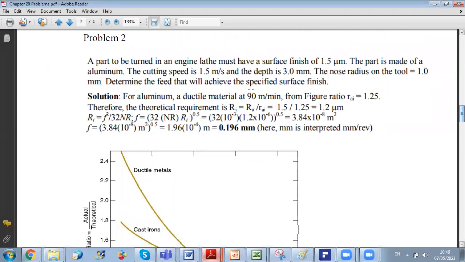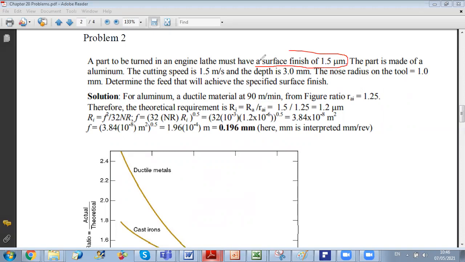Another problem: a part to be turned in an engine lathe must have a surface finish of 1.5 micrometers. When they tell you it must have this surface finish, this represents the actual roughness. So the surface finish of the product is the value of the roughness that we have. This is the actual roughness that is desired, equal to 1.5 micrometers.